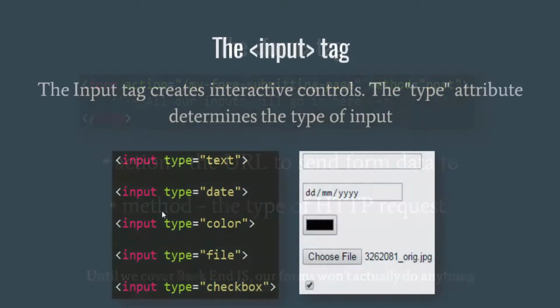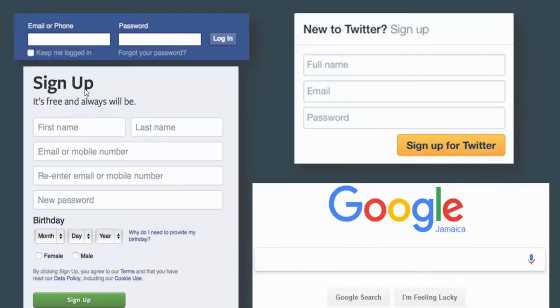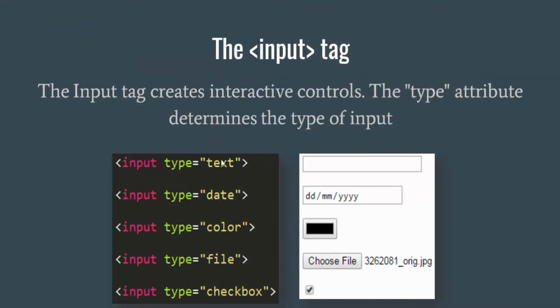So the input tag is what actually goes inside of our forms. It's what's going to create the different inputs that we see here. A text input, a password input, a radio button. It doesn't actually create a drop-down menu. We'll talk about that later. But it creates all sorts of different inputs for user inputs. So I have a few examples here. They're all exactly the same except for this type attribute. If type equals text, we get a text box. If type equals date, we get a little date picker. If type equals color, we get a color picker. If type equals file, we get a file picker. And if type equals checkbox, we get a checkbox.